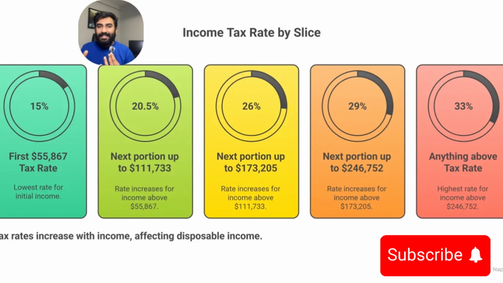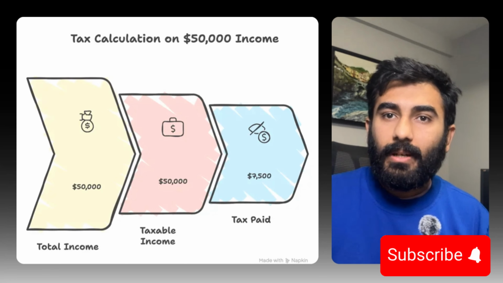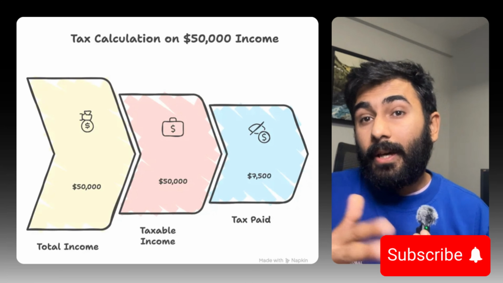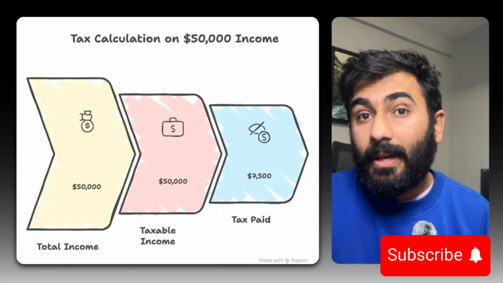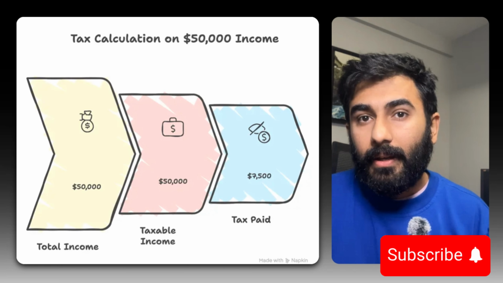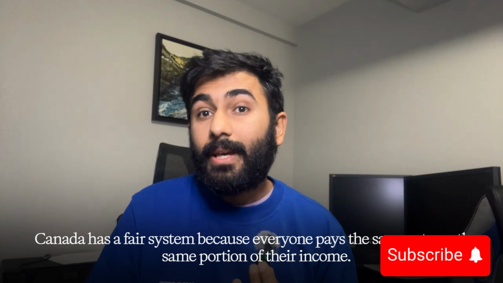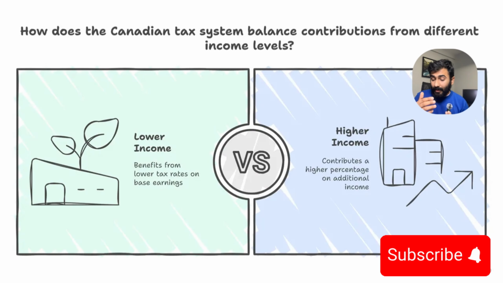Let me explain this in a simple way. Imagine you earn $50,000. Your first chunk of income is taxed at the lowest rate. The next chunk, at a higher rate, and so on. So the tax system slices your income into pieces, and each piece gets taxed separately. That's why people say Canada has a fair system, because everyone pays the same rate on the same portion of income. The more you earn, the more you pay on your top portion, but the rest of your income stays at the lowest rate.